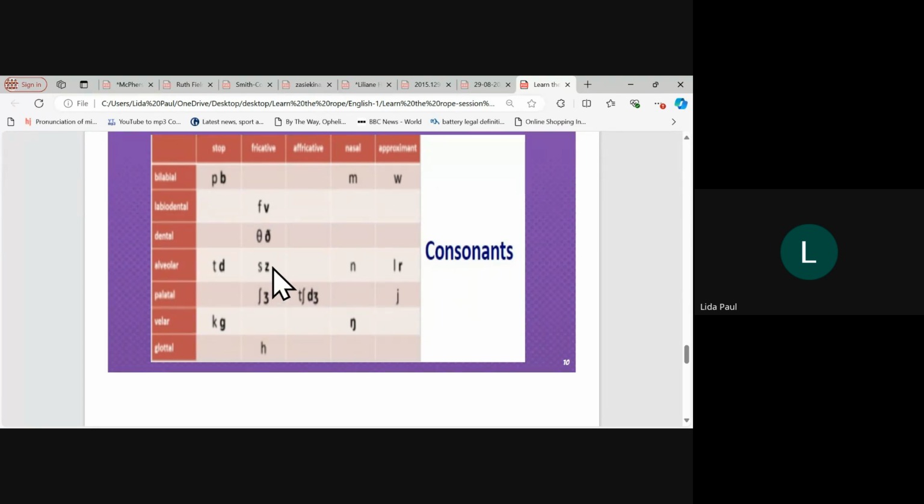The voiced counterpart of the s sound. Okay, s is voiceless and z is voiced. So s, z, and j. J is different. Okay.